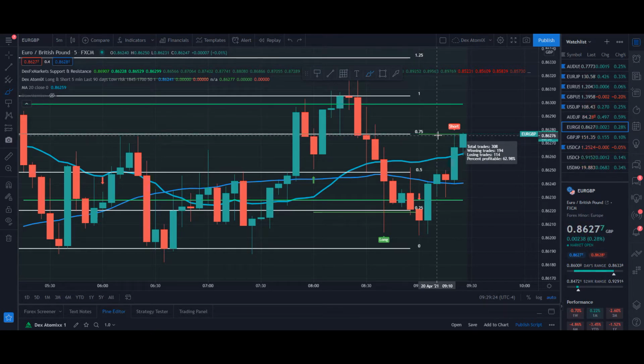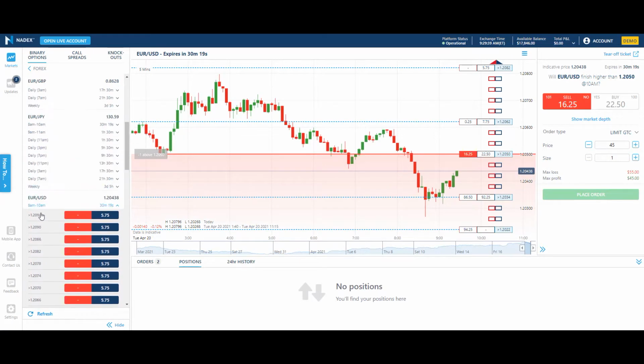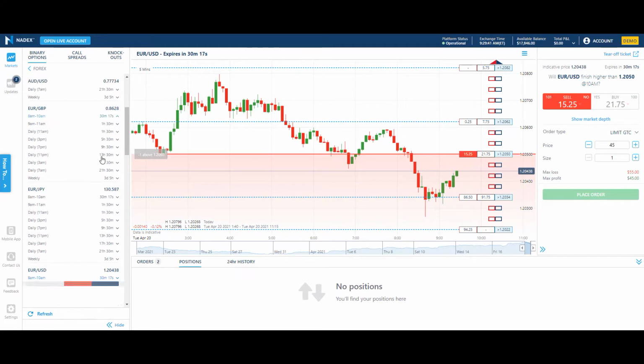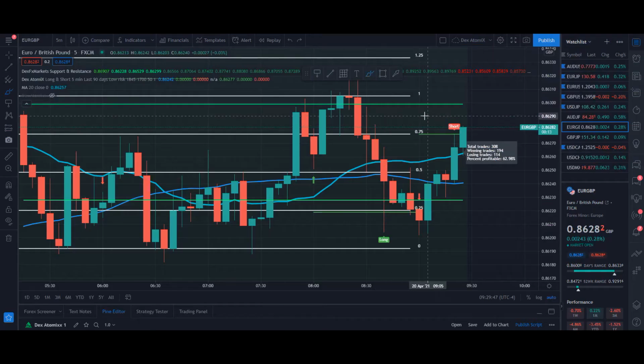Because we're sitting at, this is the Euro Great Britain Pound. We're at 86.27, and where I would suggest to put something is the 86.30 area. So let's go over and look at Nadex. Go up here for 10 o'clock. What did we say? 86.30.